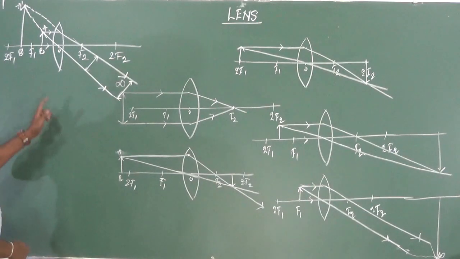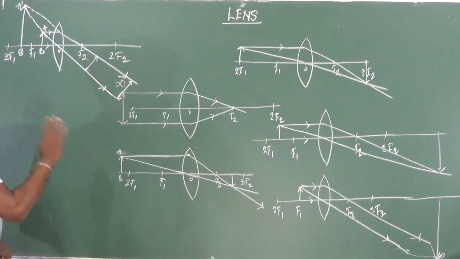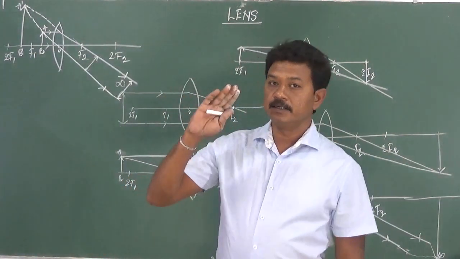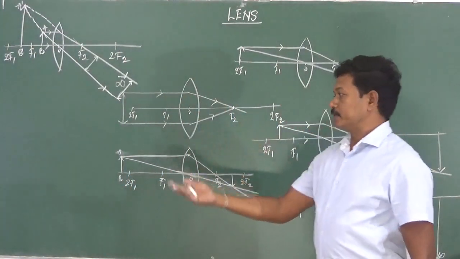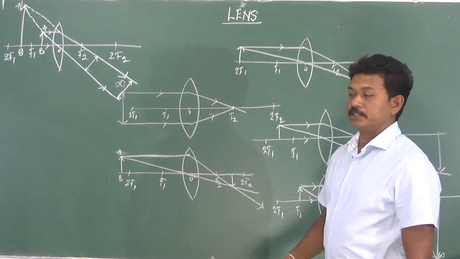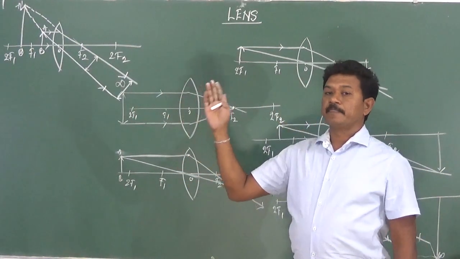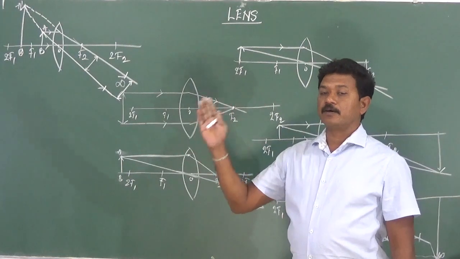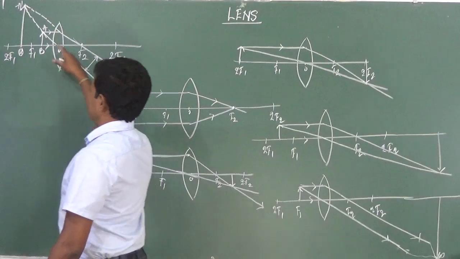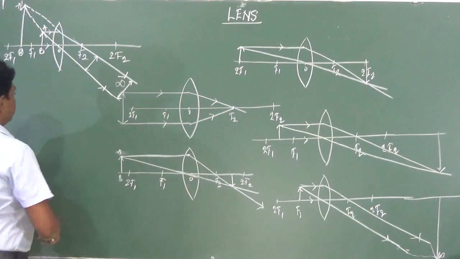Therefore, from these ray diagrams we can come to a conclusion that convex lenses give real and inverted images which are bigger than the object, lesser than the object, and also equal to the size of the object. And also the convex lenses give virtual images which are bigger than, or magnified compared to, the size of the object. Here you can see AB is the size of the object and the virtual image A dash B dash is bigger than that.